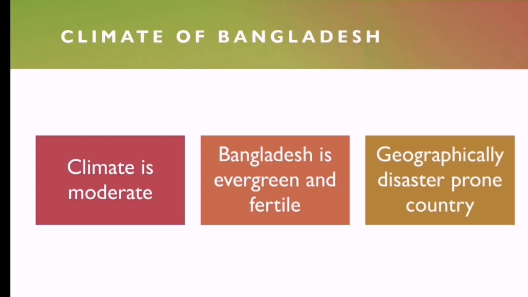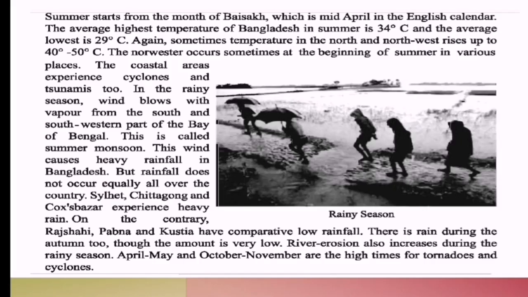On the other hand, disasters like storm, tidal wave, flood, drought, nor'wester, tornado, and excessive rainfall occur due to adverse effects and cause a lot of suffering for people. So we can say that geographically, our country is a disaster-prone country. Now, underline the following sentences in your book with me.